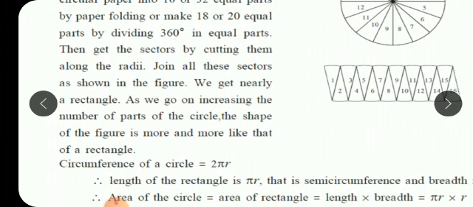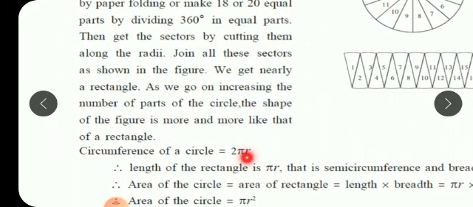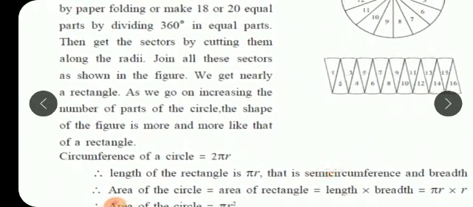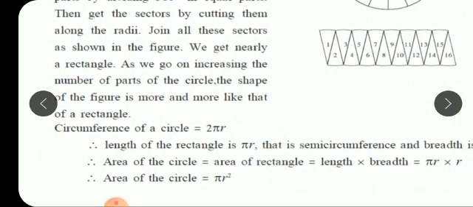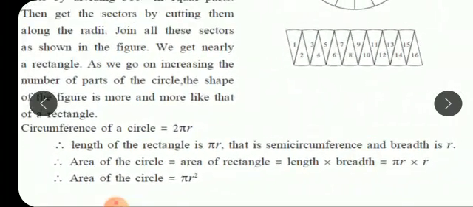Now what will be the circumference of a circle? Circumference of circle is given as 2 pi r. Therefore, the length of the rectangle should be pi into r, that is semi-circumference. Pi into r is what? Semi-circumference. And breadth is what? Breadth is only r. So length of rectangle is pi into r, that is the semi-circumference, and breadth is given as r. So what will be the area of the circle?